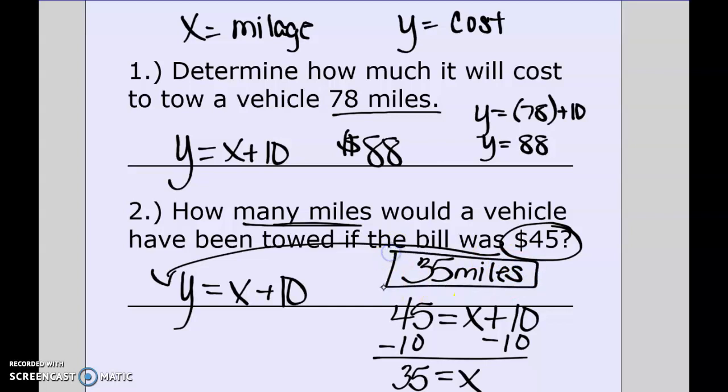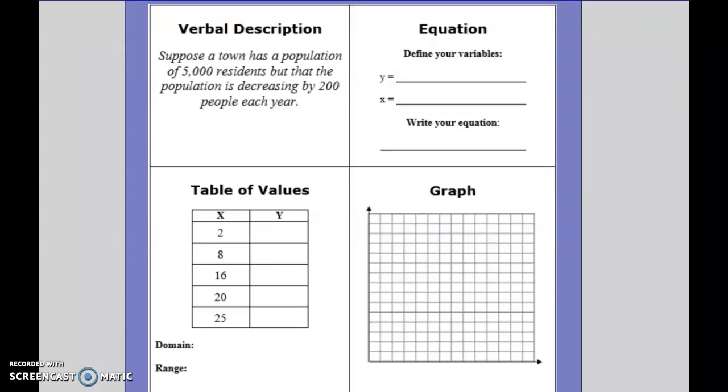So it's important to know what your variables represent so that when you're given a scatter plot or a trend line question or prediction, you're making a prediction using a trend line, but you have to know what your variables represent so that you substitute the numbers in the correct spots. So next we have, suppose a town has a population of 5,000 residents, but that population is decreasing by 200 people per year. I want to identify what my variables are.